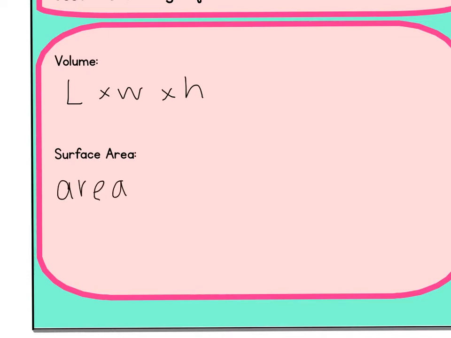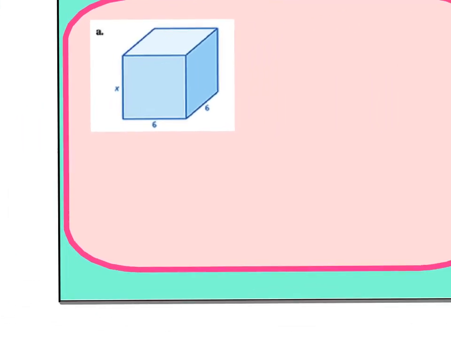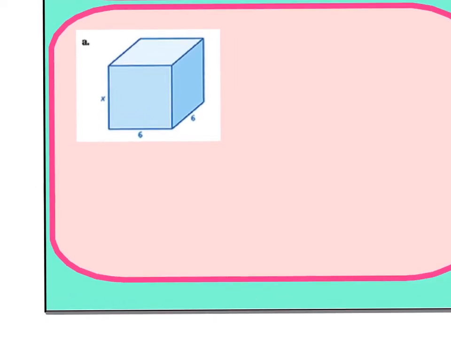So the area of side 1 plus the area of side 2, and so on, however many sides the figure has. And they told us that the surface area was going to equal the volume. The volume's the easiest to find because you just do length times width times height. So 6 times 6 times x would be the volume, which gives us 36x, and we have to set that equal to the surface area.